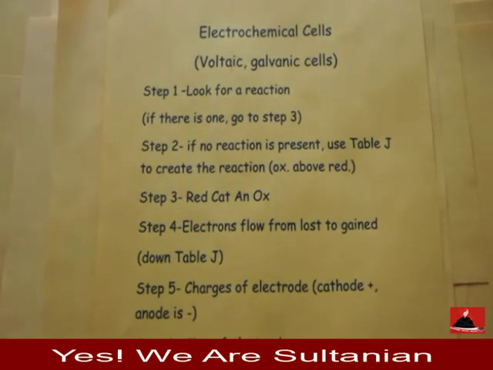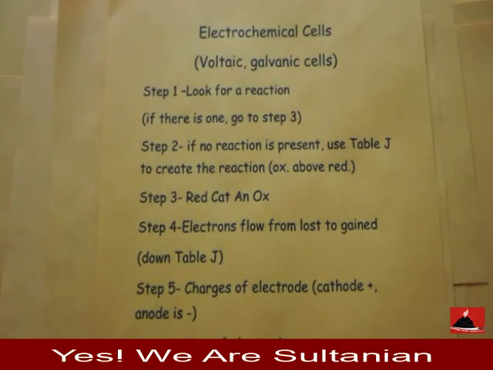Step 3, you can determine which one's the cathode and the anode by using red cat and ox. Reduction occurs at the cathode. The anode is where oxidation occurs. One thing about determining the electrodes, you have to pick the solid one. Electrodes can't be ions.